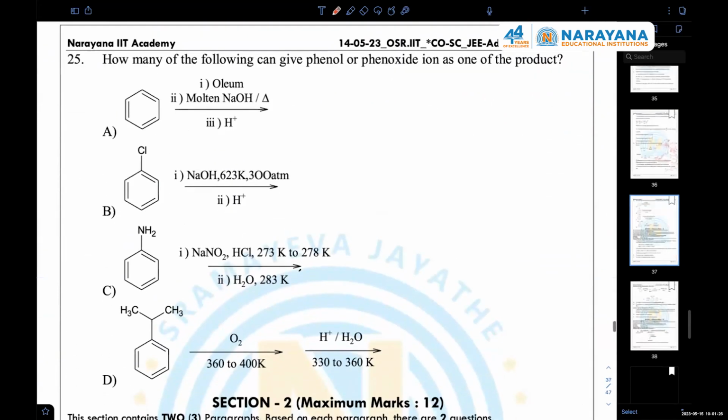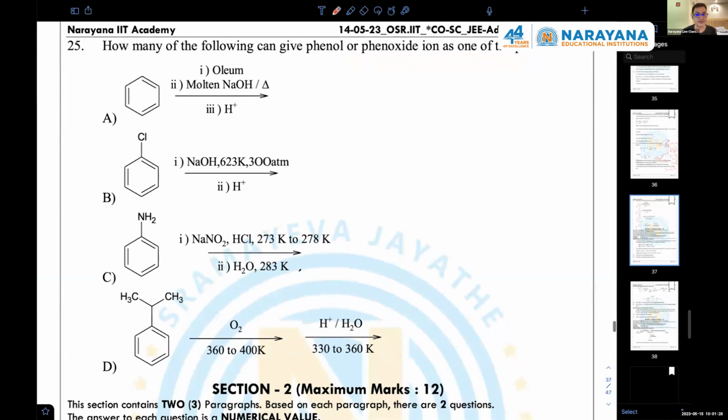Okay. This question 25, anyone stuck in this question 25? All are very famous reactions. First is the phenol formation reaction. Second is the Dow process. Third is the diazonium reaction. Fourth one is cumene hydroperoxide. Should I explain any one of the reactions?